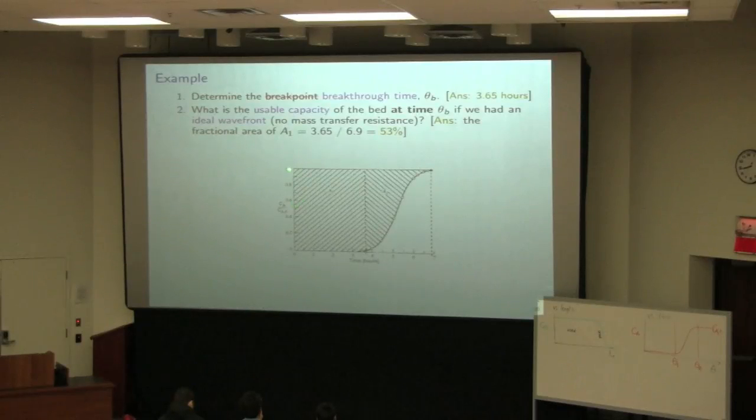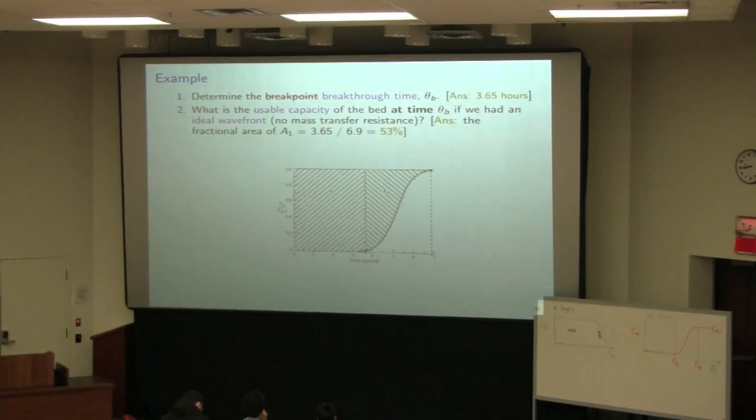So just this region A1, corresponding to 3.65 hours, if I had a perfectly vertical wavefront, that's the fraction of the bed I would have used within 3.65 hours. But I could go up to 6.9 hours, so essentially that ratio corresponds to 53%. So if I really could get this ideal case, which I could never get in practice, I would have used within 3.65 hours only 53% of my capacity, leaving the other 47%.